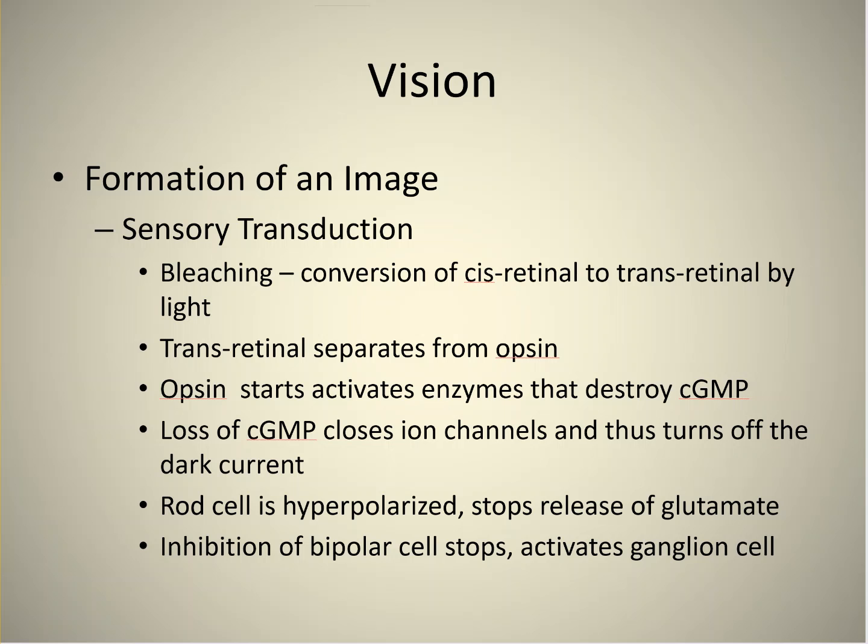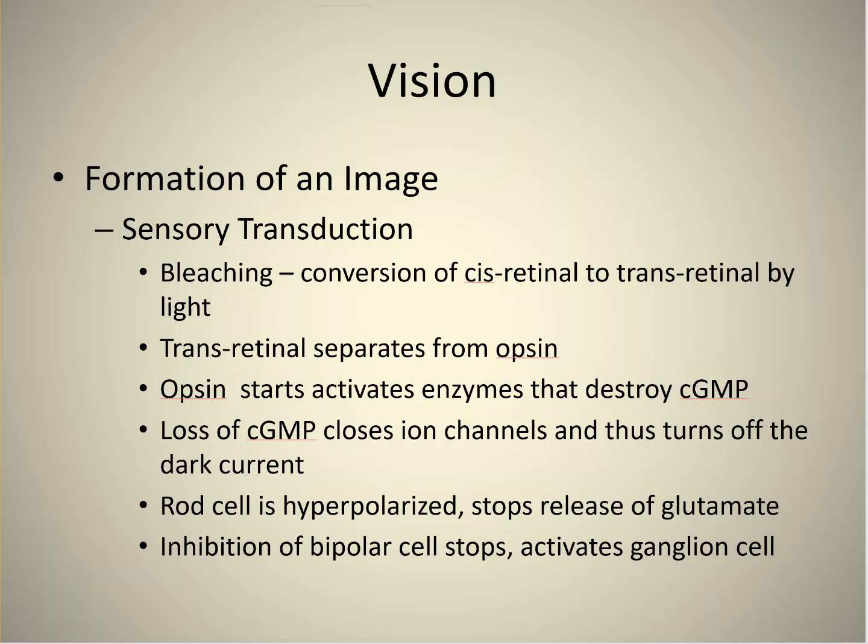a photon of light hits, say, a rod, it's bleached. The bleaching is converting what's called cis-retinol to trans-retinol. This is similar to cis fat and trans fat. It's just a difference in shape. So retinol has a particular shape in the dark called cis. It's converted to trans-retinol when a photon hits it. This separates the retinol from the opsin because it's a different shape.